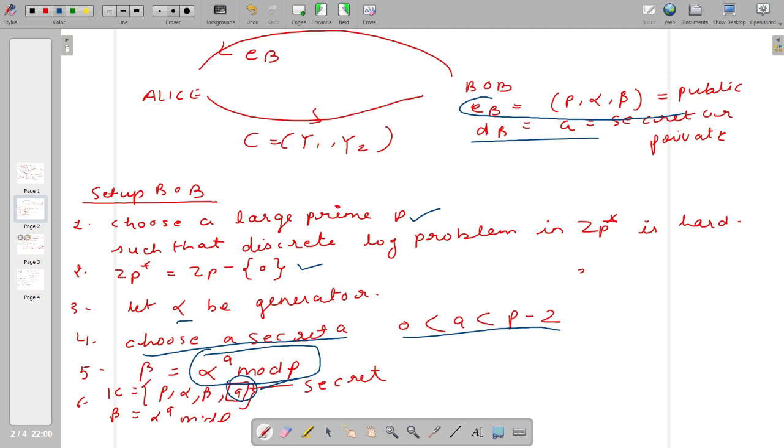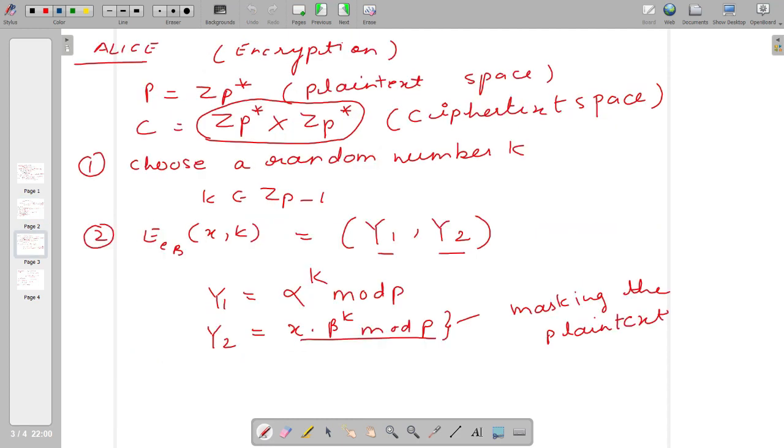Now in the next step we discuss encryption, which is done by Alice. So plain text will be ZP star and cipher text will be ZP star into ZP star. Why is it ZP star into ZP star? Because in the Elgamal CryptoSystem we always generate two ciphertexts.